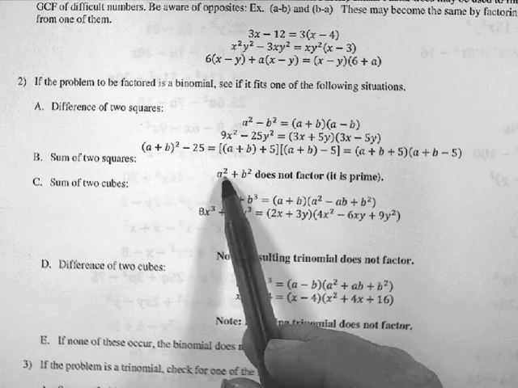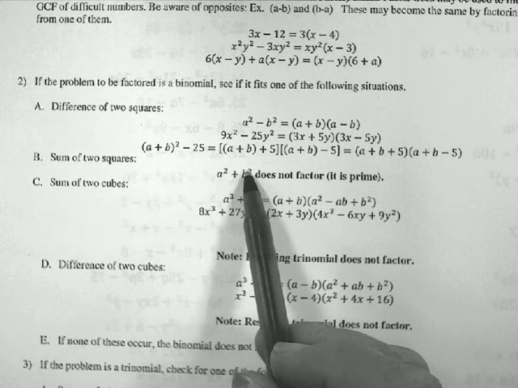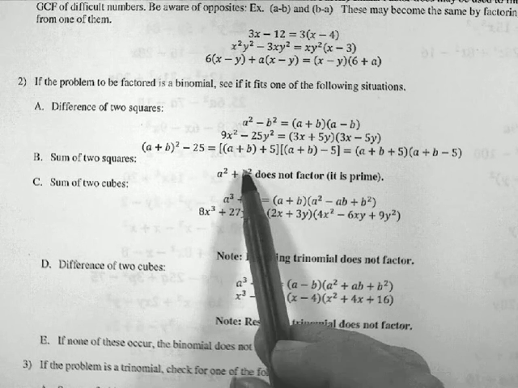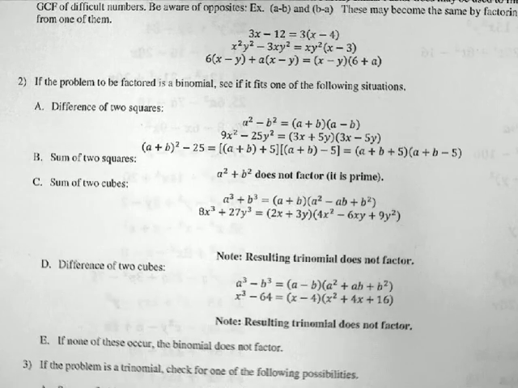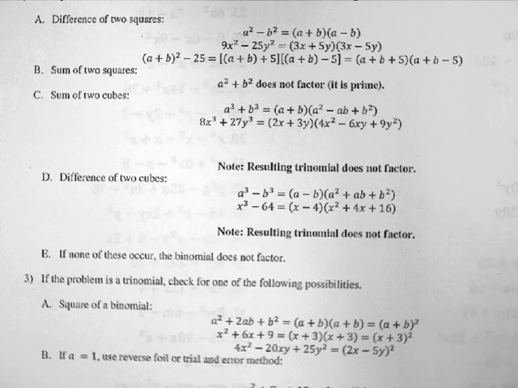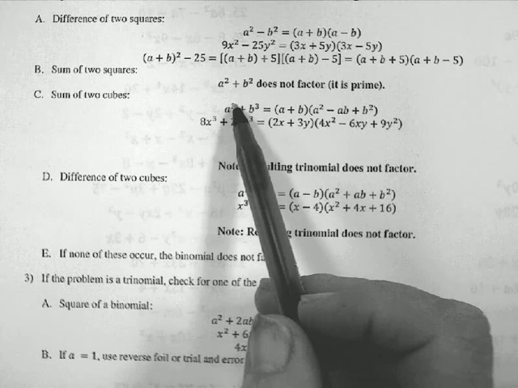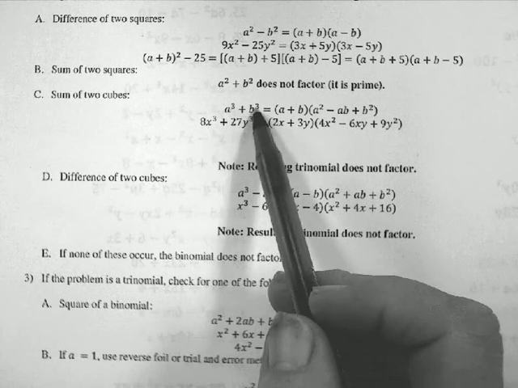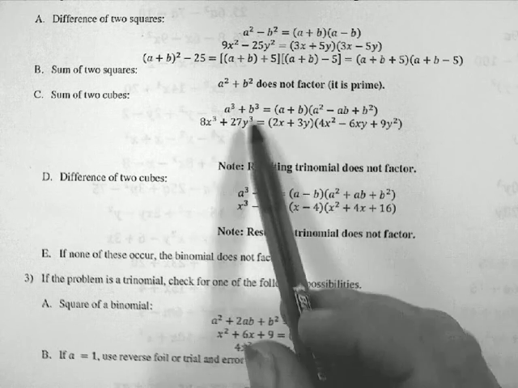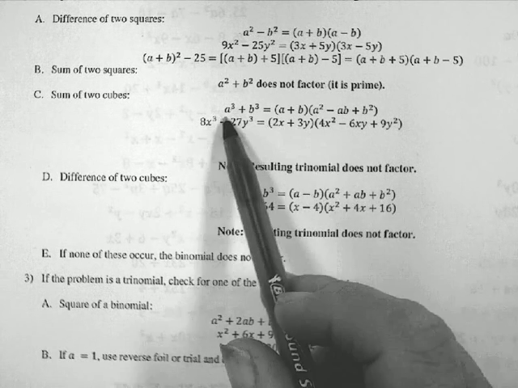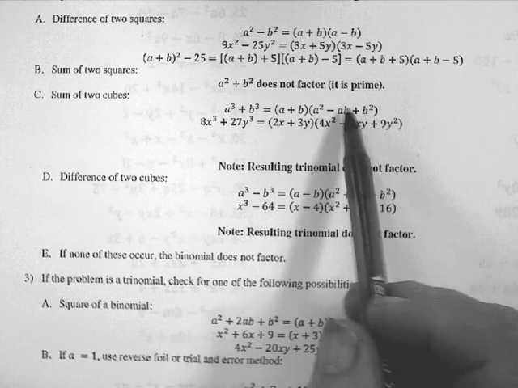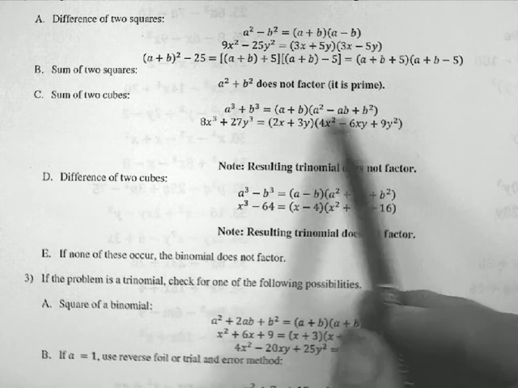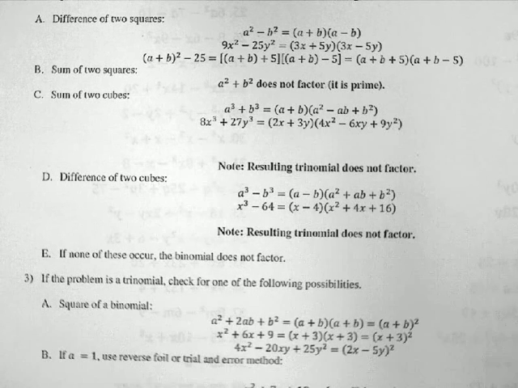Sum of two squares, two perfect squares. If I've got a squared plus b squared, or x squared plus 25, if there's a plus sign, it does not factor. You're done. Sum of two cubes. If I have an x to the third power, a y to the third power, I get this pattern. I take the cube root, and then I sum, and then I have a squared minus, multiply those two together, plus the square of the second term.